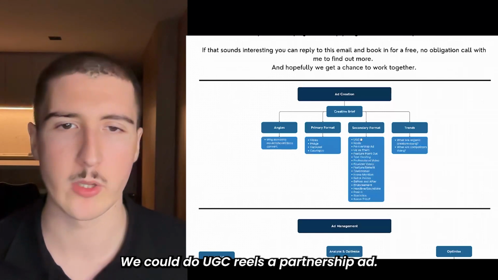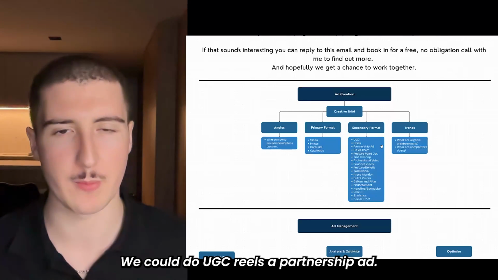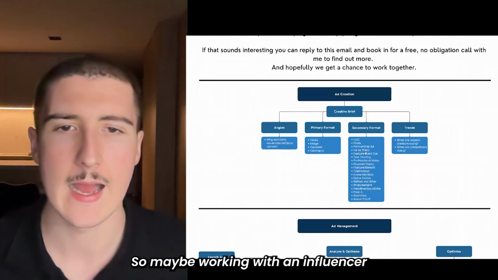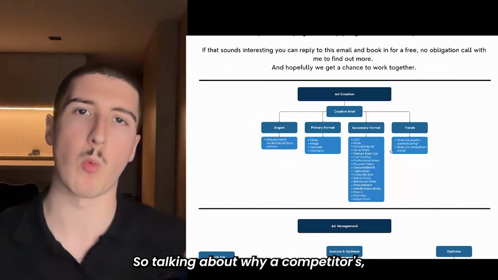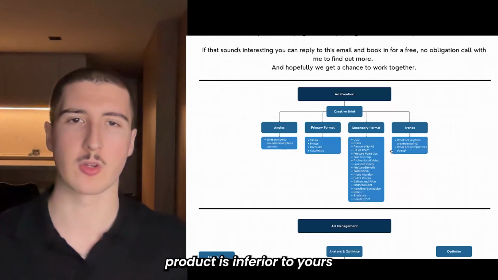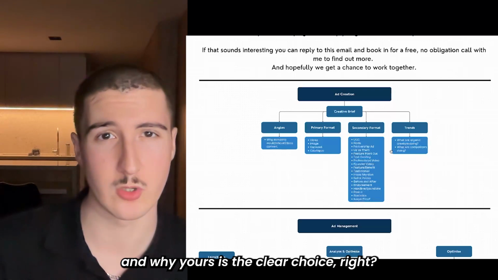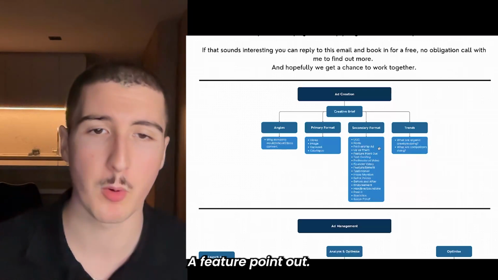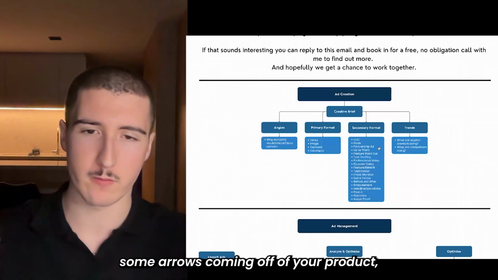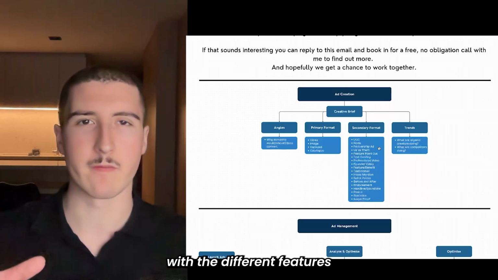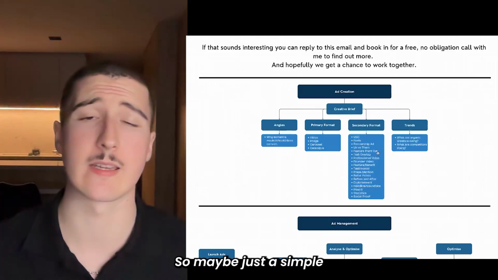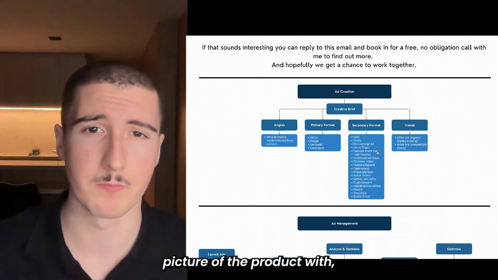So let's say it's video, we could do UGC, Reels, a partnership ad, so maybe working with an influencer, and us versus them. So talking about why a competitor's product is inferior to yours and why yours is the clear choice, right? A feature point out, so maybe some arrows coming off of your product with the different features and benefits, right? Text overlay, so maybe just a simple picture of the product with a headline over it.